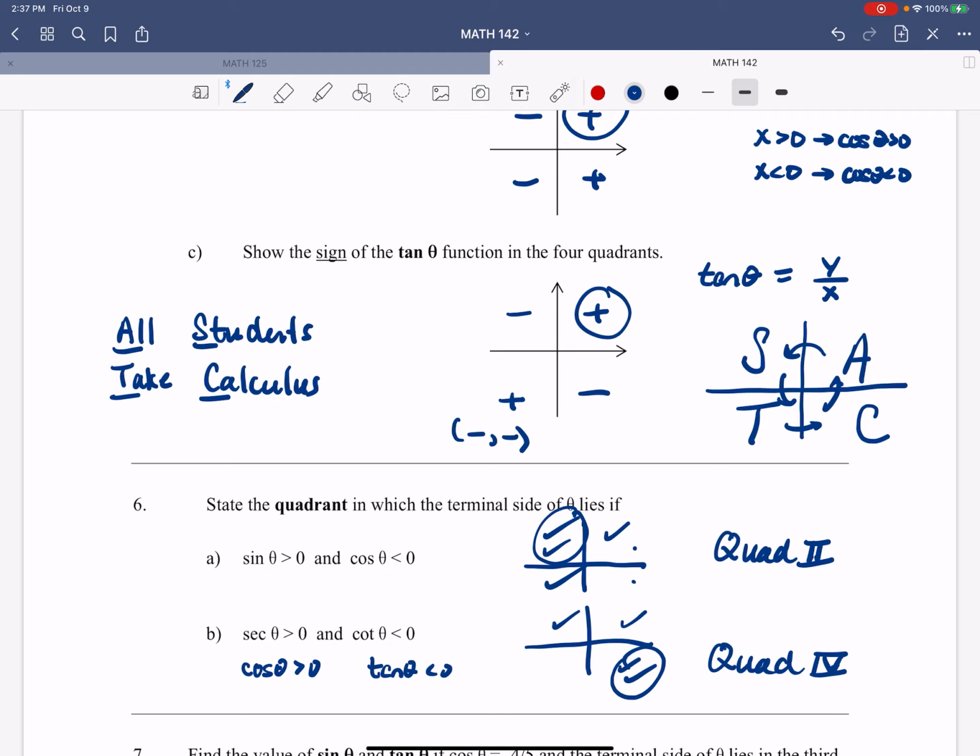So this is how we're going to start to pinpoint, if we have a value of a trig function, where does it belong? That's coming up next.